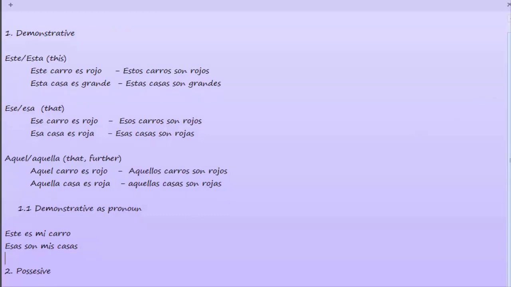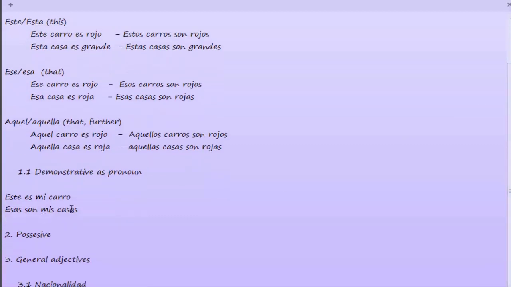It's important to notice here that the words are now not working as adjectives but as pronouns, okay? They are the subjects in their sentences.